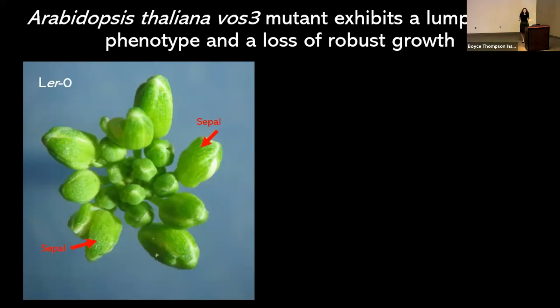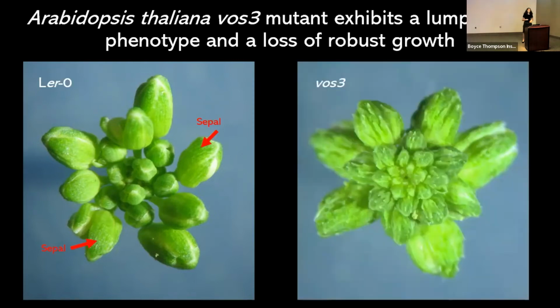Now, our lab was interested in finding a mutant that doesn't exhibit robust sepal growth. During a mutant screen, our lab found 3 variable organ size and shape, or VOS mutants. On the right here, what you see is a VOS3 inflorescence. As you can see, it has all these weird outgrowths and creases in it that make it look very different from the wild type. Additionally, these outgrowths and creases are located seemingly randomly throughout the sepal. In other words, they exhibit a loss of robustness in growth.